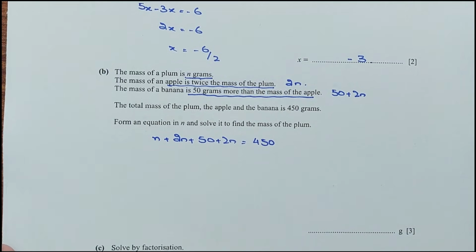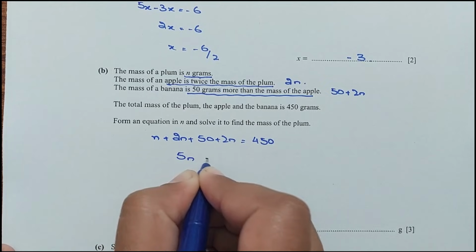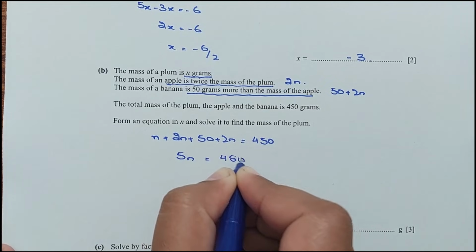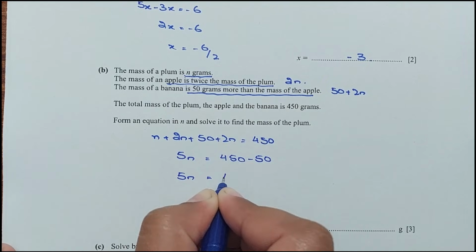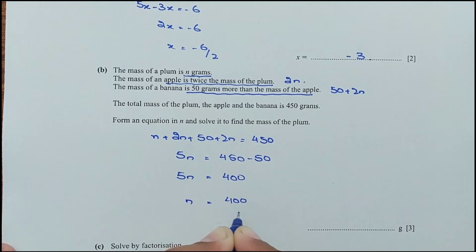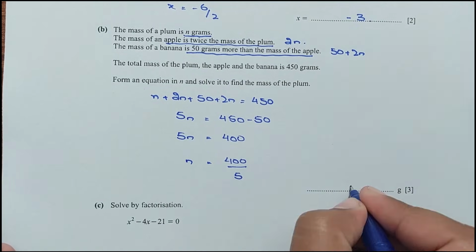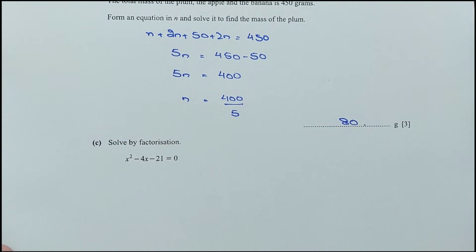We have to solve for n basically. So 1, 2, 3, 4, 5. So this would be 5n equals 450. Take away 50. 5n would be 400. n equals 400 out of 5. 5 times 8 is 40 and 0. So this is 80.